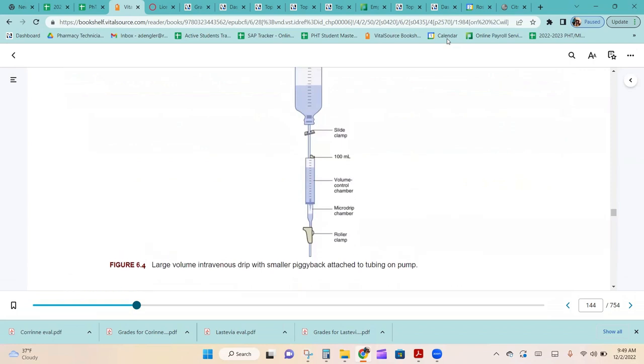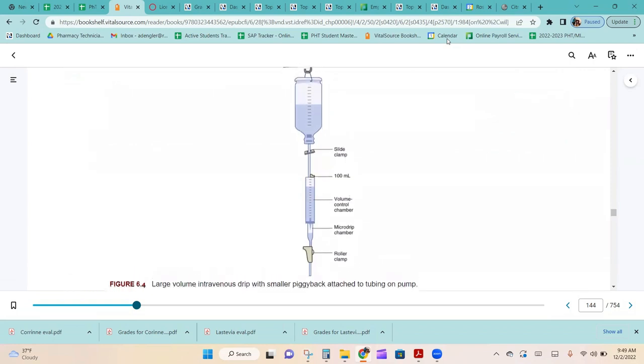So here is just a depiction of a large volume intravenous drip with a smaller piggyback attached to tubing on the pump.